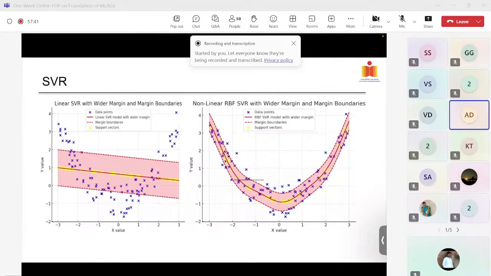Now if you use a non-linear SVR, this is again a radial basis kernel, then you see that immediately the curve becomes very non-linear, and it is able to accommodate a lot of points inside this tube. Only very few points are now support vectors or slack variables. So you have reduced the error by a lot. So this is how you use support vector machines for regression.